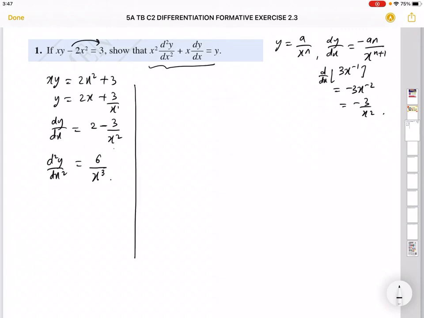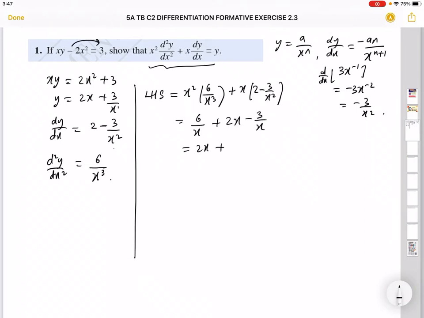To show that this equation is true, we always start from one side. In this case I'll start from the left hand side, the LHS. I put d²y/dx², which is 6 over x cubed, inside, and dy/dx, 2 minus 3 over x squared, inside. Just multiply together. We can cancel x cubed and x squared, and you get 6 over x. Multiply inside: 2x minus 3 over x. Putting together 6 over x minus 3 over x is just 3 over x, and this is the same as your y value, which is the same as your right hand side.